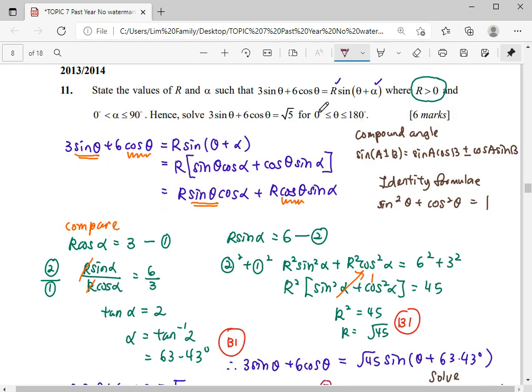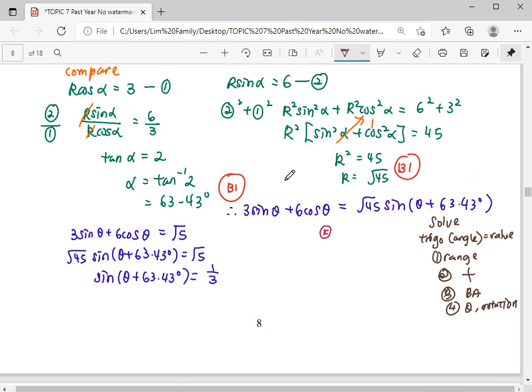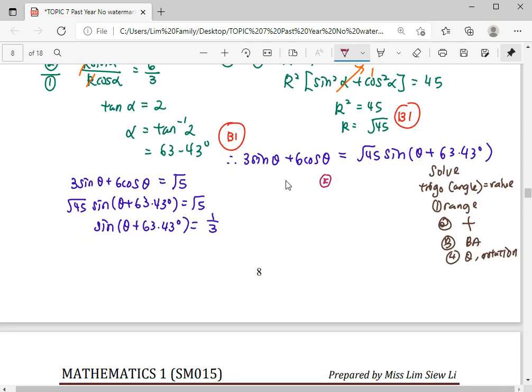What's the theta range they want? They want 0 until 180. So our range here will be, our theta here will be in between 0 and 180. This comes from the question. The condition comes from the question.